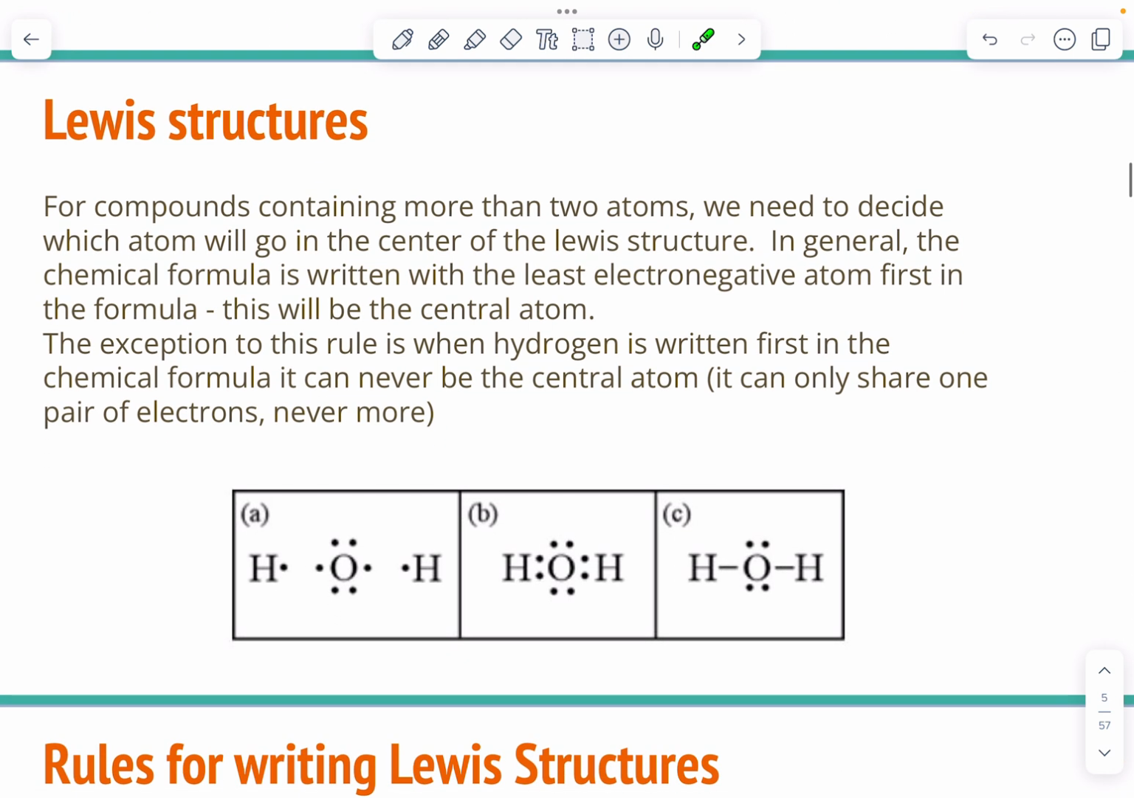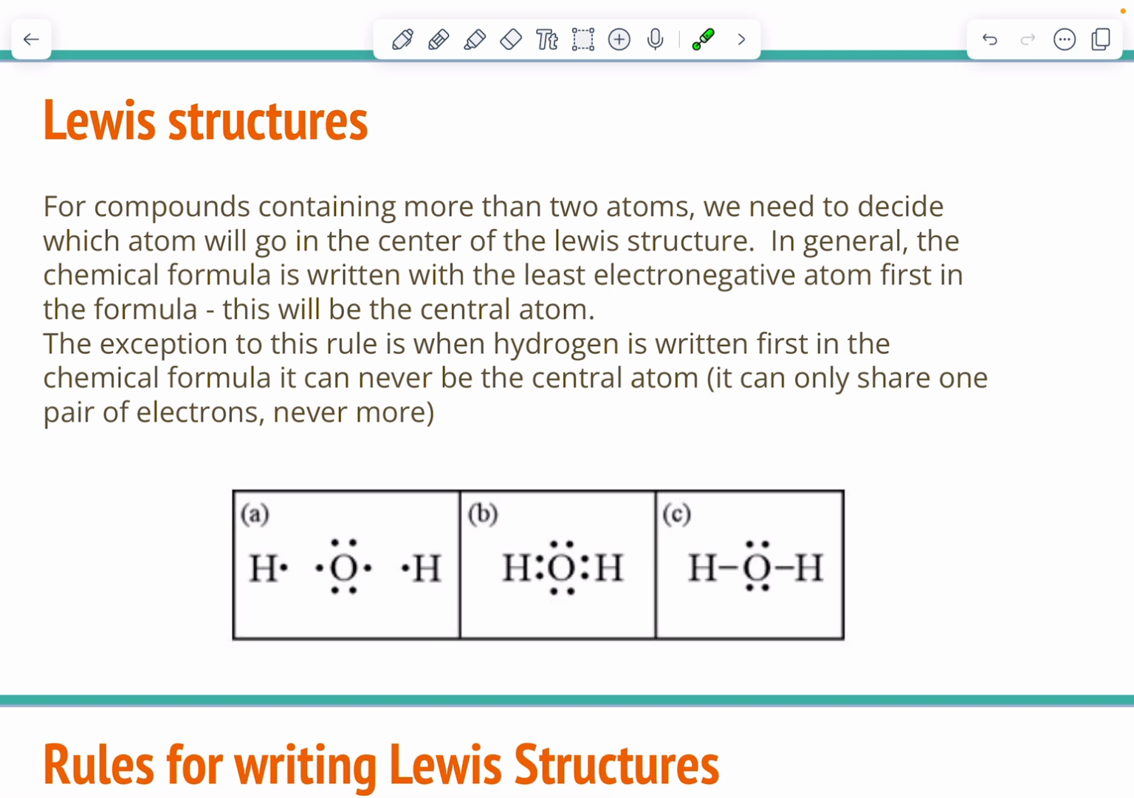For compounds that contain more than 2 atoms, how are we going to decide how those atoms are arranged? The first thing we need to do is decide which atom is going to go in the center of the Lewis structure. We call this the central atom. In general, when we write chemical formulas, the least electronegative atom comes first in the formula. There are a few exceptions to that.